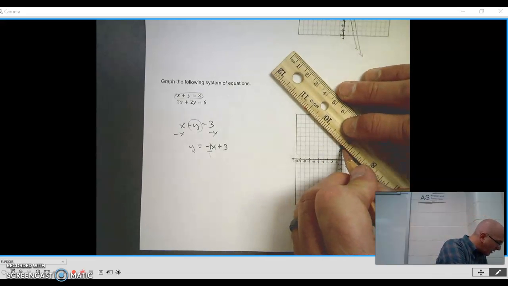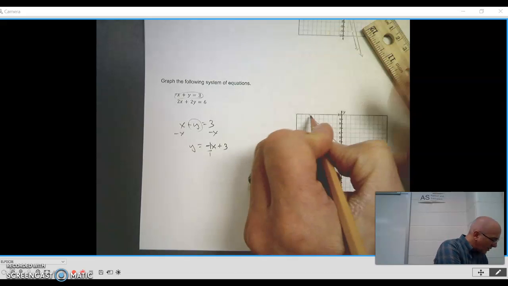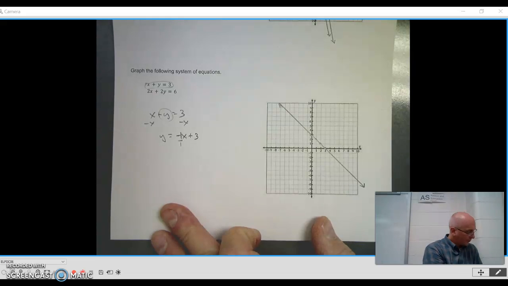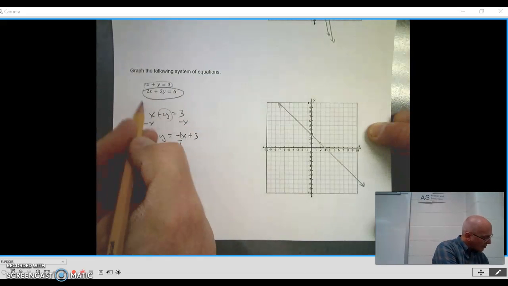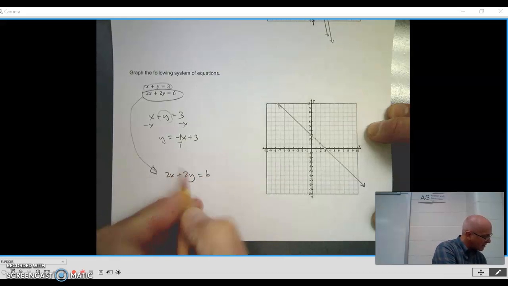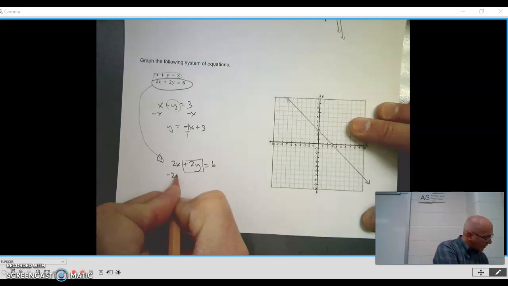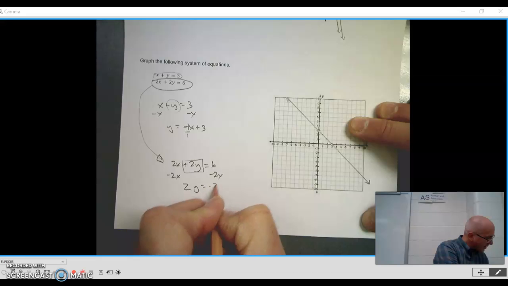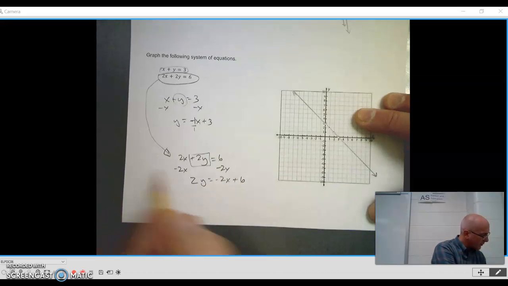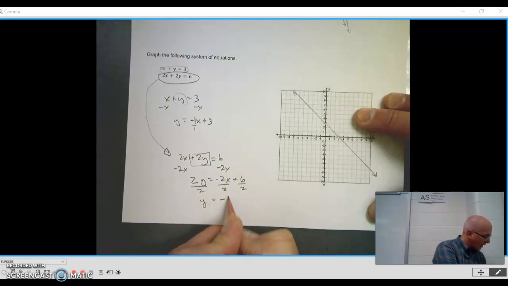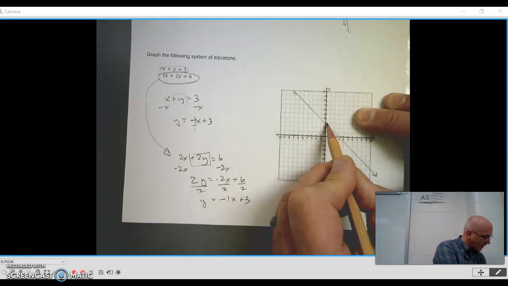So here is the first equation. All right, so now let's look at the second equation. 2x plus 2y equals 6. Let's isolate our y. So we are going to subtract 2x from both sides. 2y equals negative 2x plus 6. Now we're going to divide everything by 2. So we get y equals negative 1x plus 3.